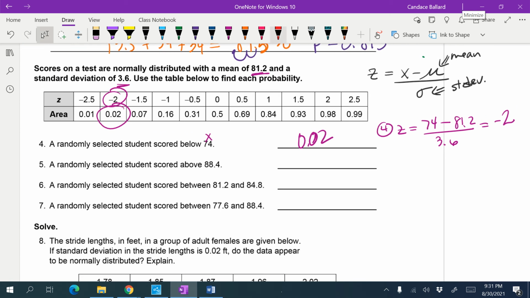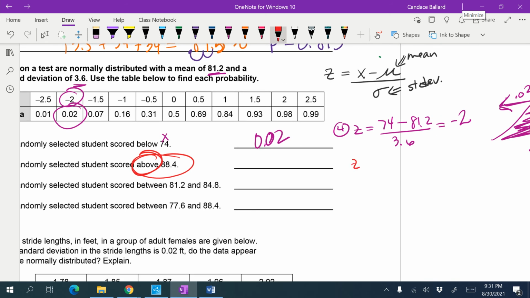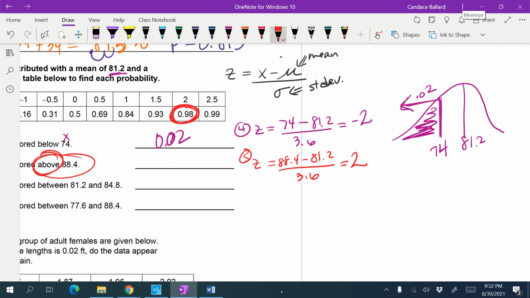So a randomly selected student's score is above, red light should be flashing, something else is going to have to happen, 88.4. Okay, so first let's just calculate the z-score. So this is for number 5. So 88.4 minus 81.2 over 3.6. When I do that calculation, I get a +2, meaning my probability is this. However, what does that actually mean?